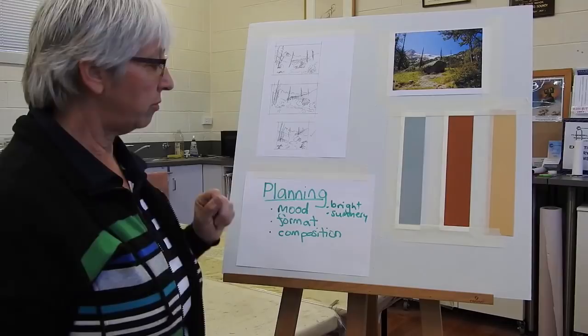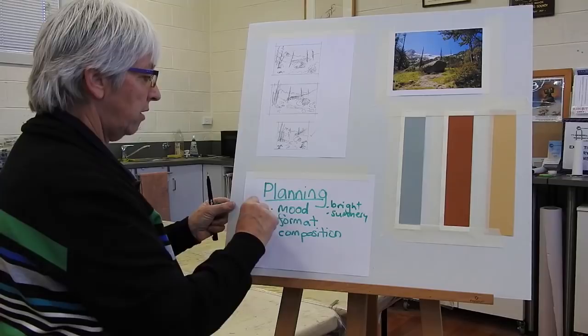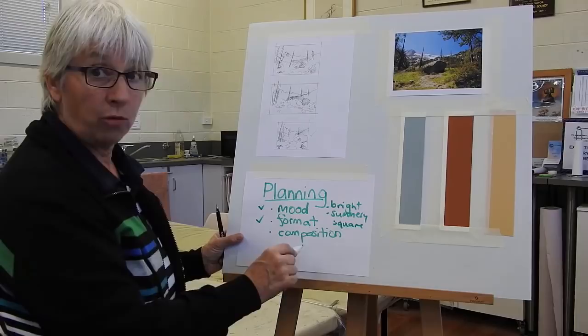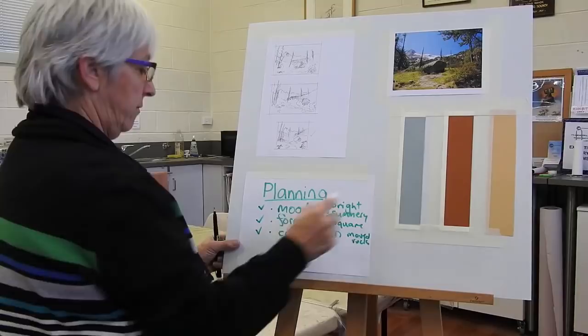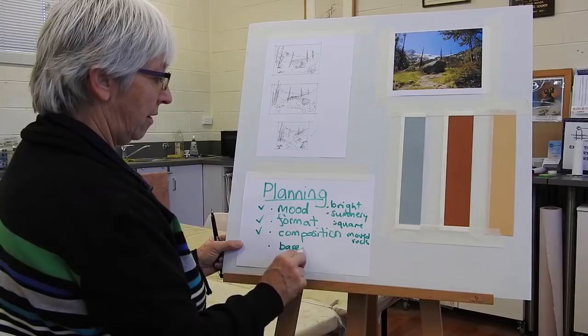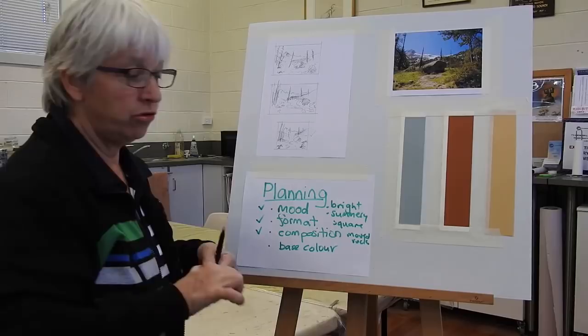So I've done the mood, bright and sunny. I've done the format, which is going to be square. And I've looked at the composition and just moved the rock. The last thing I want to think about is the background colour, my base colour, and try and work out what will support that sunny mood that I'm going for.